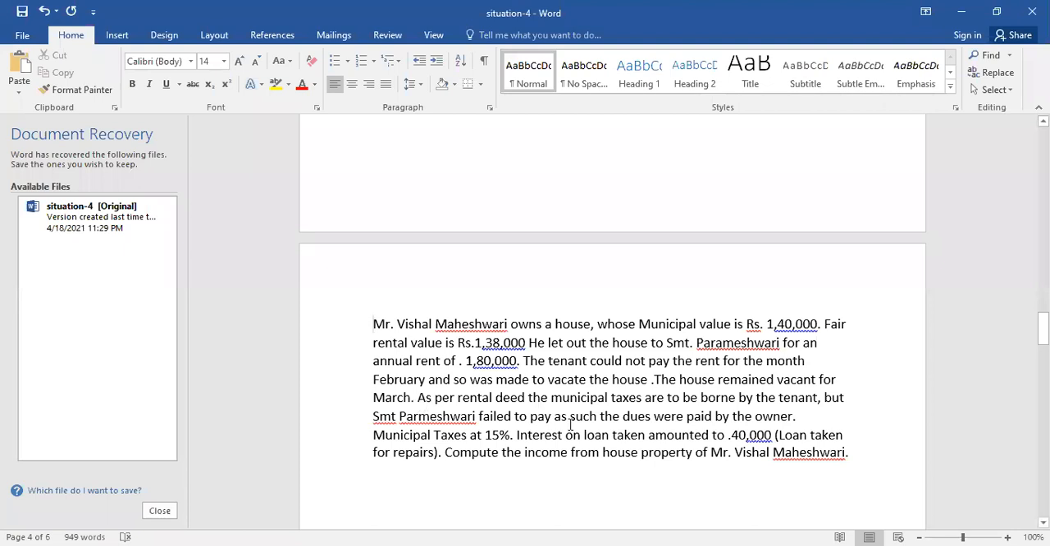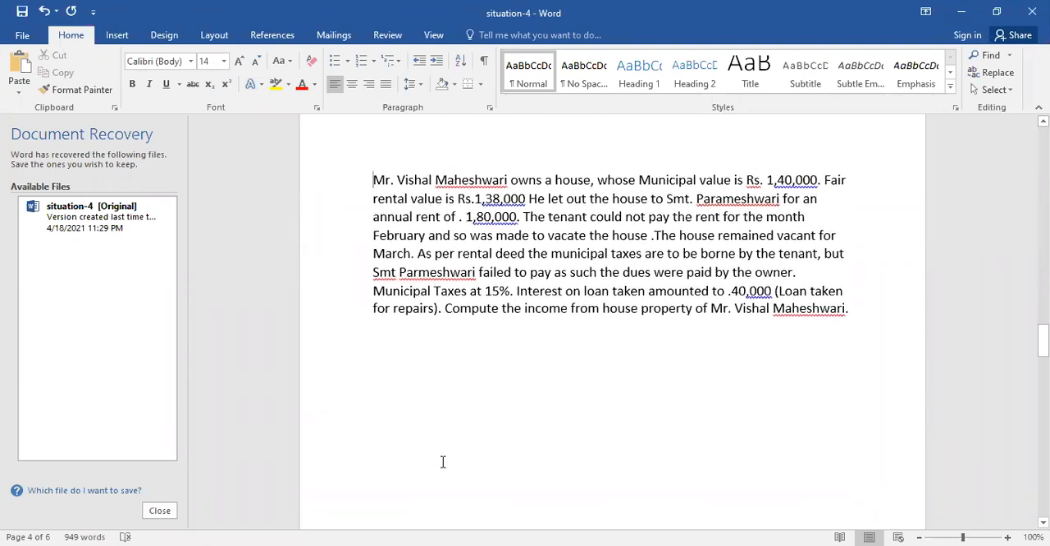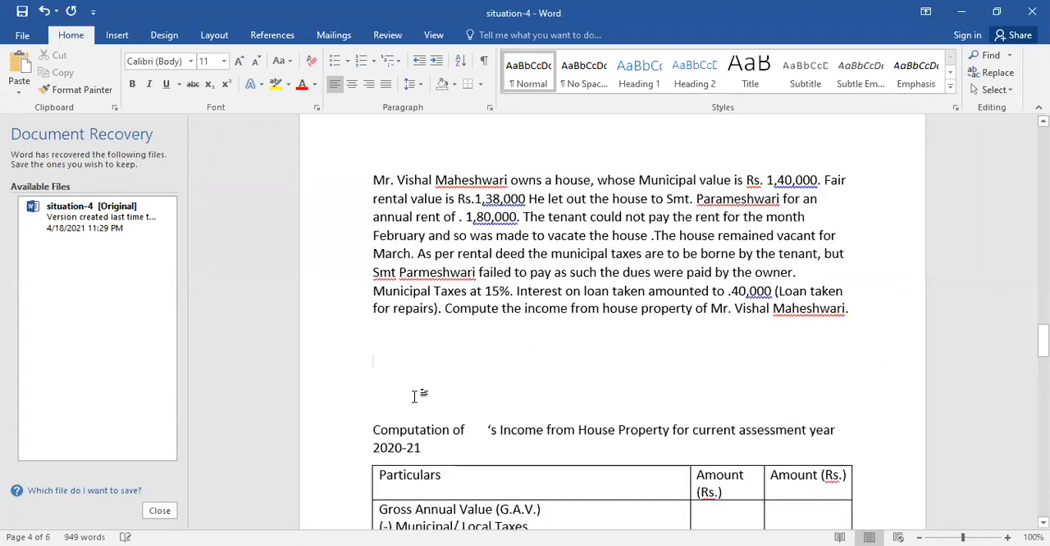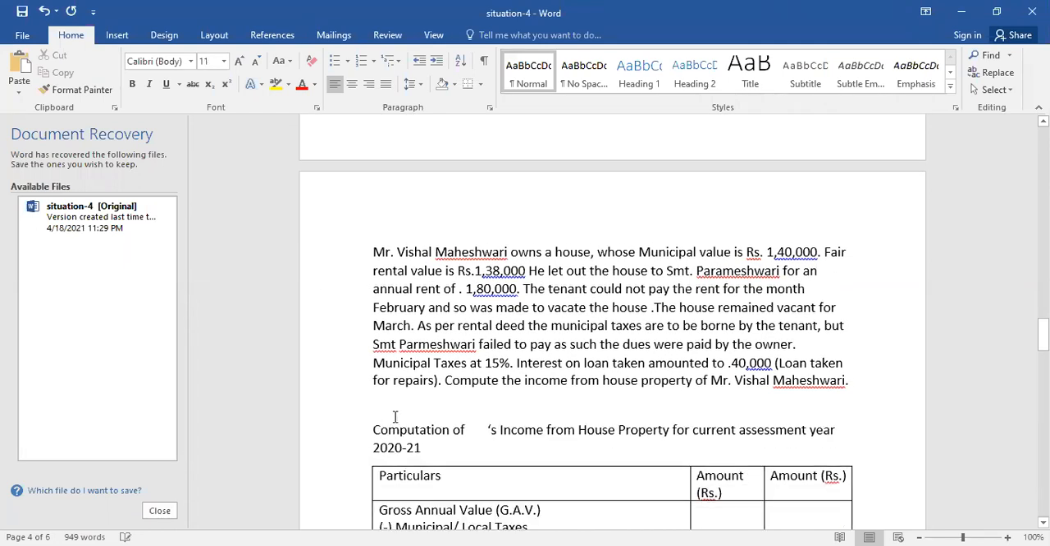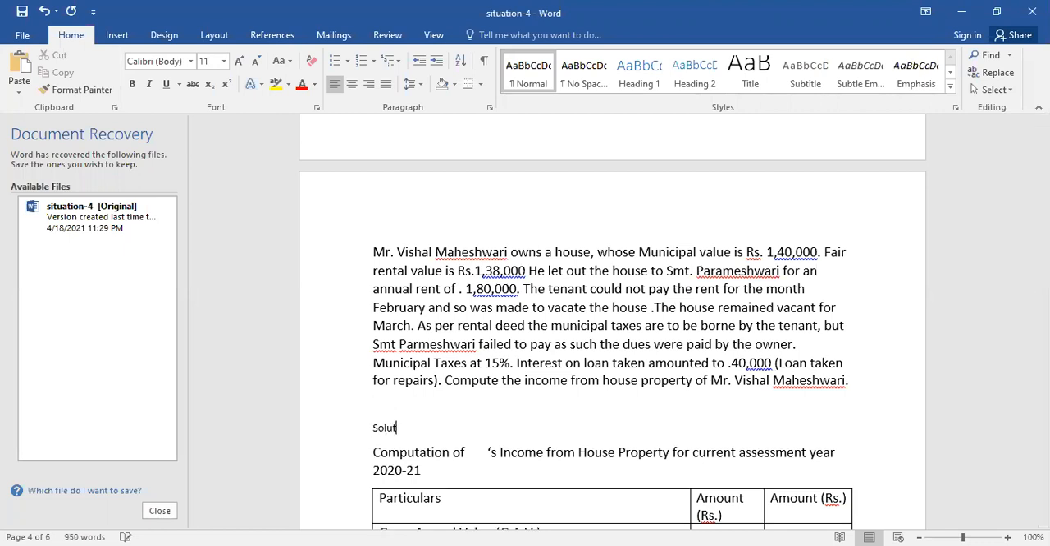Okay, and as per rental deed, the municipal taxes are to be borne by the tenant, but Srimati Parameshwari failed to pay, so such dues were paid by the owner. Municipal tax is at 15%, interest on loan 40,000, which is a loan taken for repairs. Yeah, when you have taken a loan either to construct a house or for repairs, then for both of them we are going to give a deduction under section 24. Okay, so this is the sum, and now let us solve the sum.